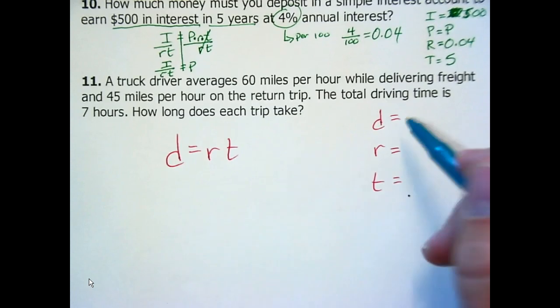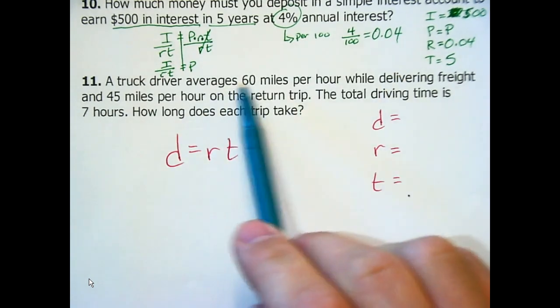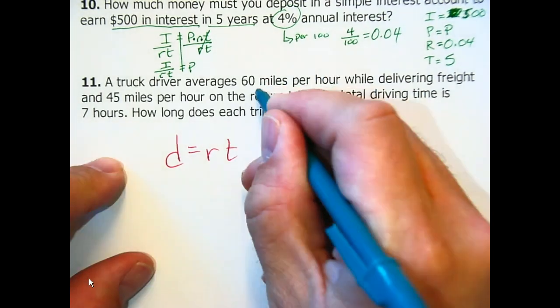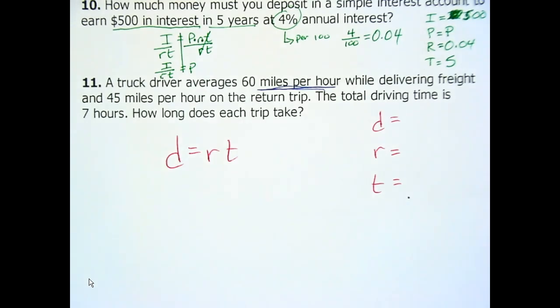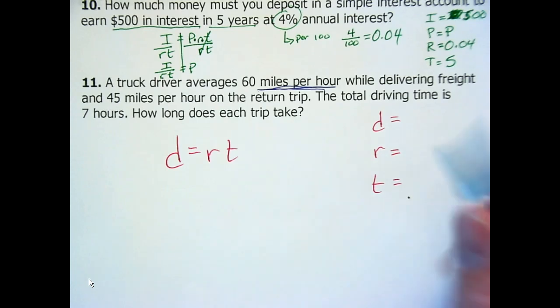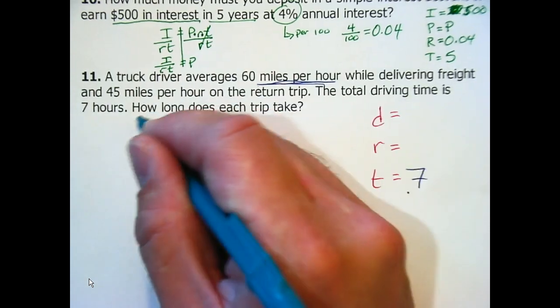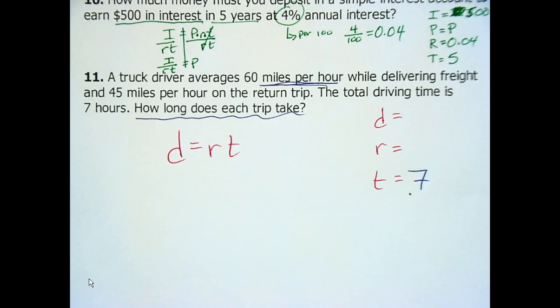Okay. Anyone know the distance? No? Are we trying to solve? It says 60 miles per hour. Hey, anytime you have a per hour, like miles per hour, that's a rate. What's your time? 7 hours. Good. So we know the total driving time is 7 hours. How long does each trip take? So that means there's 2 trips, right? Yeah. So the 60 miles per hour one took 3 hours, and the 45 miles per hour one took 4 hours. Cool. Let's see if you're right.